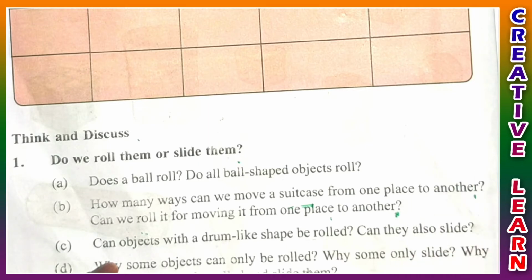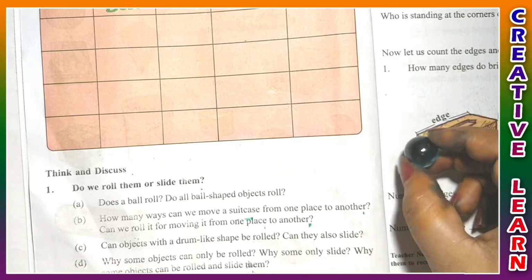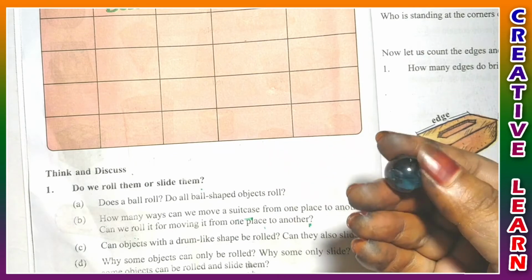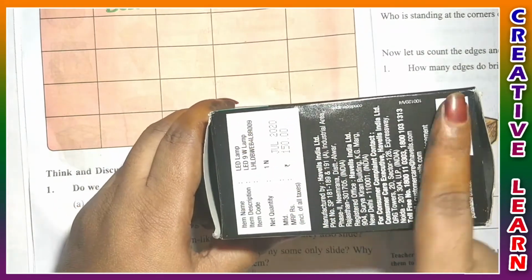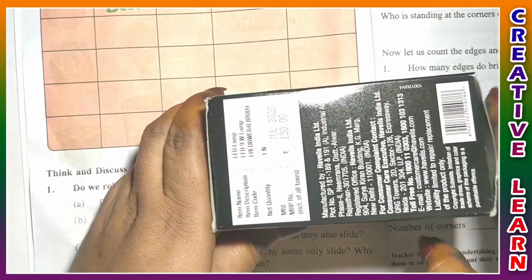So here what given? Can we roll it for moving it from one place to another? We can't roll this because it is not in the shape of ball. It doesn't have curved surface. Means ball has like curved surface, but this one flat surface. That's why we can't roll them.